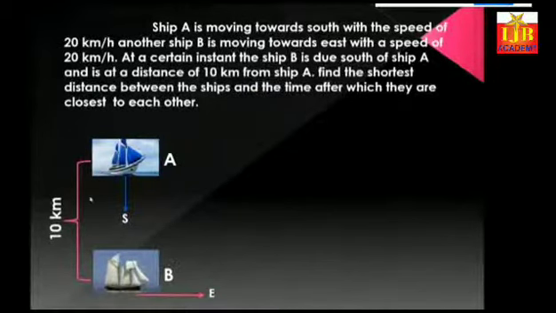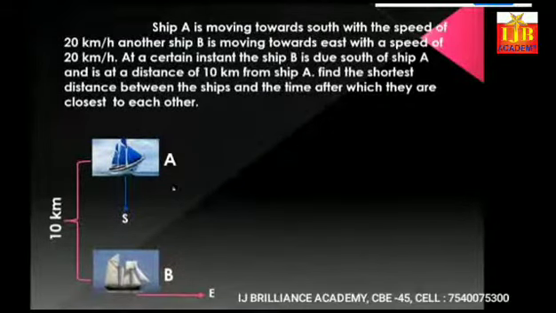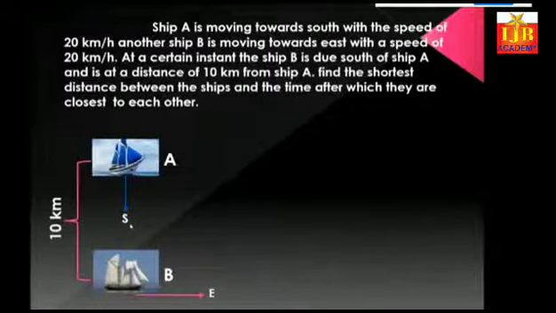That's why I drew a diagram. See, ship A here at 20 km per hour is heading towards south, so going down, I marked here. And ship B is heading towards east at the same speed, 20 km per hour. And see, this is the instant. So I made it into a picture, whatever statement was given. At an instant, both the ships are on the same line and the distance between both ships is 10 kilometers.